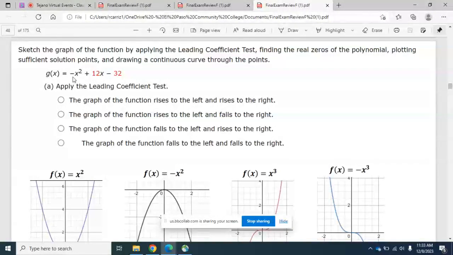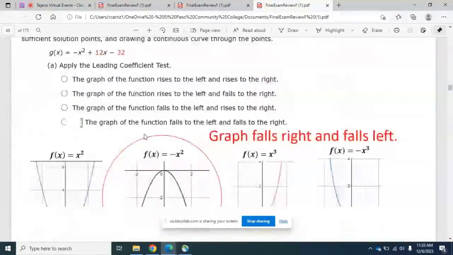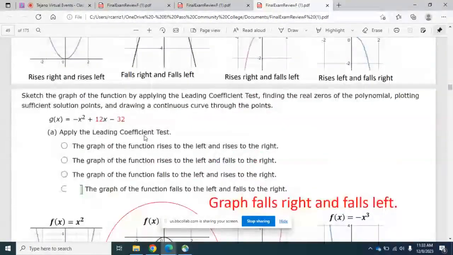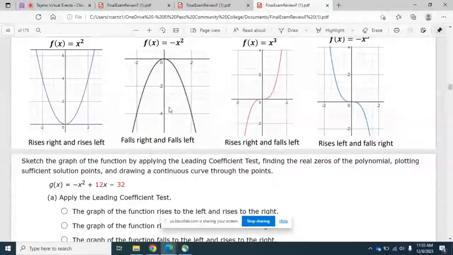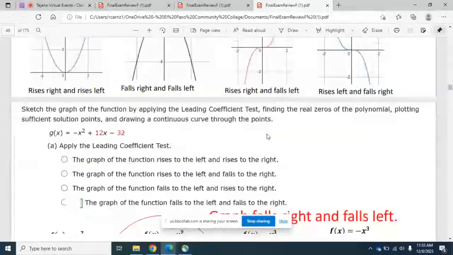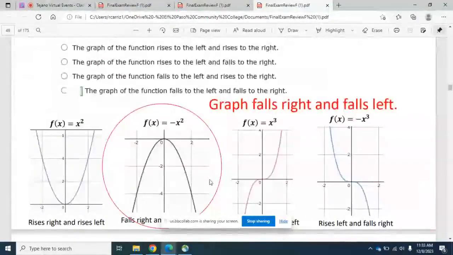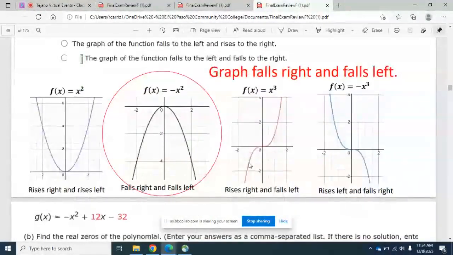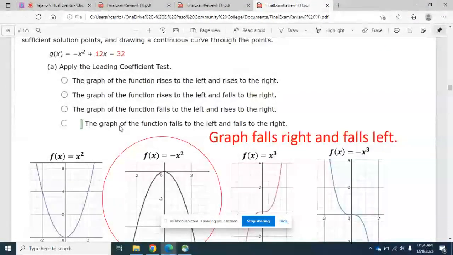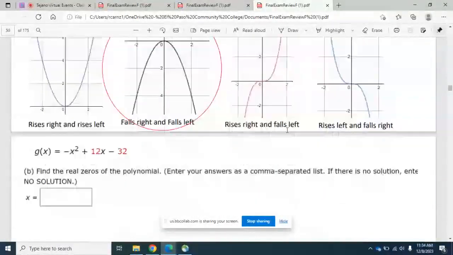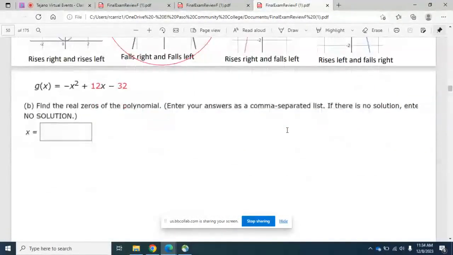So that means that this graph, based on our definition, the graph of the function is going to fall to the left and fall on the right. Yes, it's the second one right here. Okay. All right. Oh, here we go. So we circled it. So the answer for this would be the C part. The graph of the function falls left and falls on the right. Okay. Now it says B.